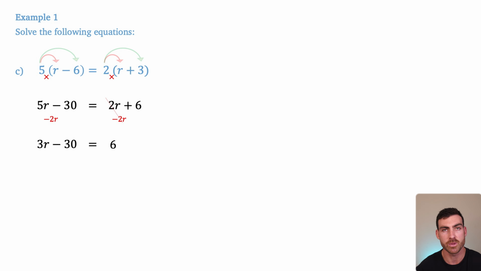Next, this is a two-step equation. We eliminate the constant term first. The opposite of minus 30 is adding 30 to both sides. On the left-hand side, we have 3r. On the right-hand side, we have 36. Finally, we divide both sides by 3, giving us a final answer of r equaling 12.